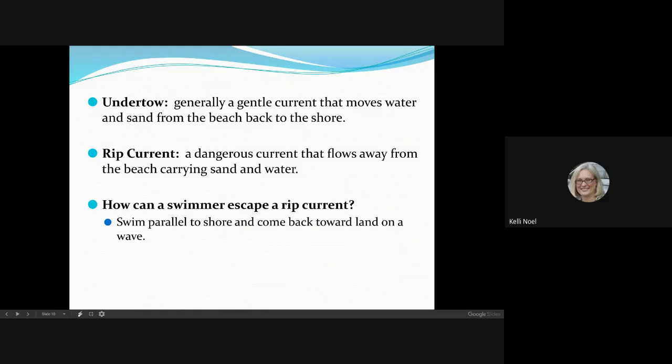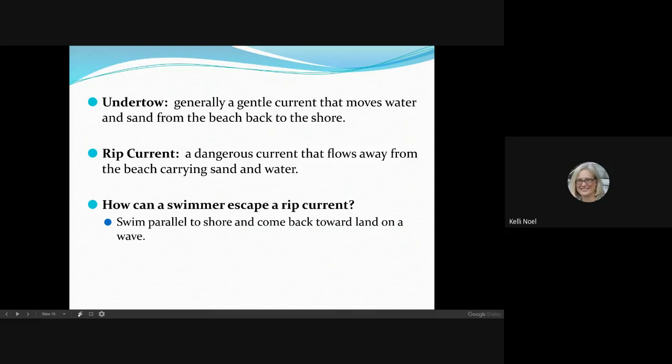An undertow is a gentle current that moves water and sand from the beach back out. So if you stood on the beach in the sand and felt like when the water was rushing back, it was taking the sand with it, that's kind of an undertow.